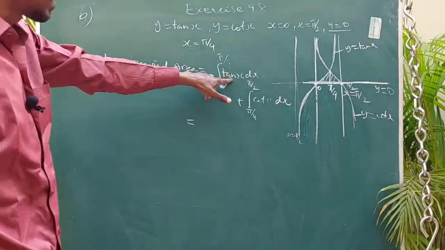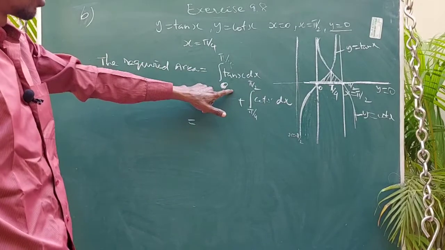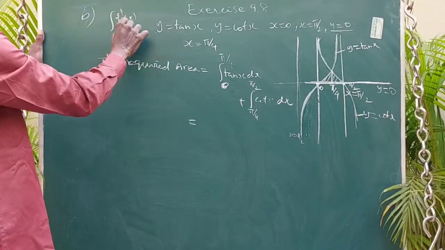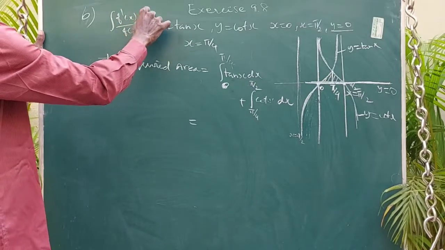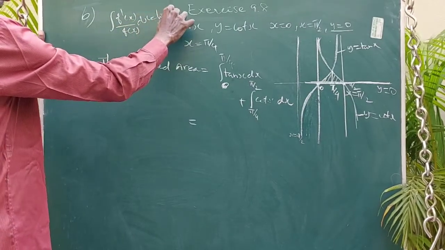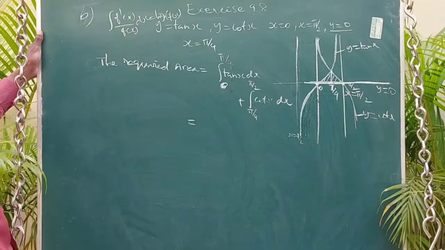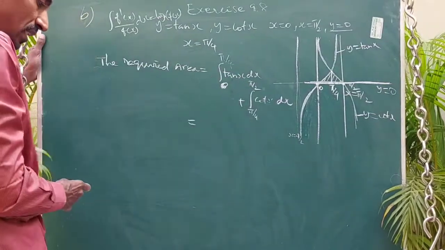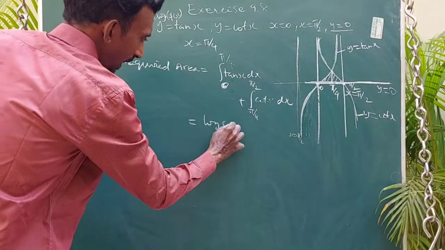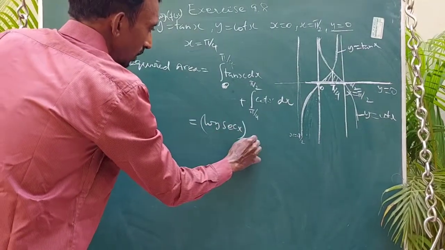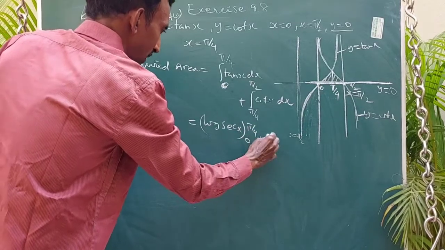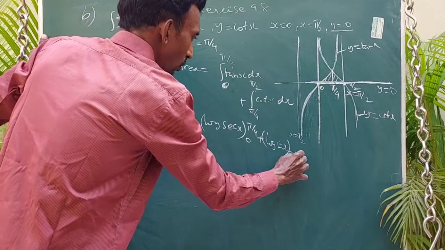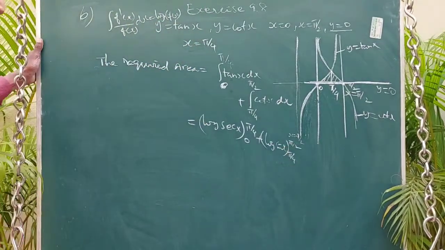Tan x can be written as sine by cos. So we use the formula integral of f dash of x by f of x dx is equal to log of f of x. Okay, I think it is already present in 11th standard. So the integration of tan x is log of secant x, and the integration of cot x is log of sin x, from pi by 4 to pi by 2. So it is very simple.